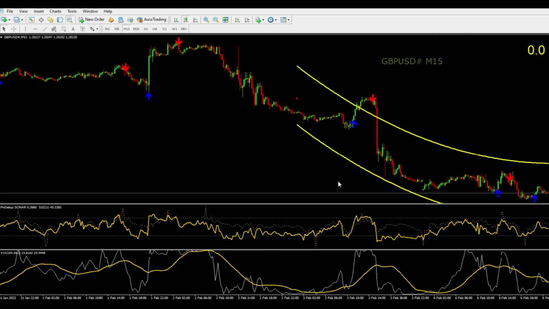The prosetup-voc-indicator-system is a forex trading indicator. This forex indicator can be used with any forex trading strategy. This prosetup-voc-indicator-system can also be used with any type of currency pair and any type of time frame. Working prosetup-voc-indicator-system.